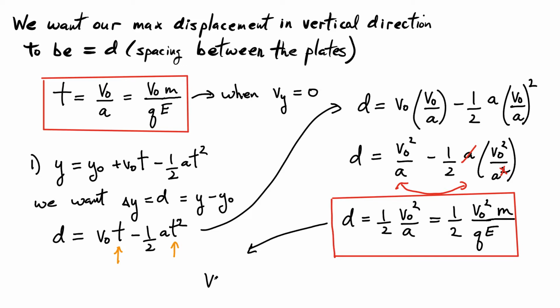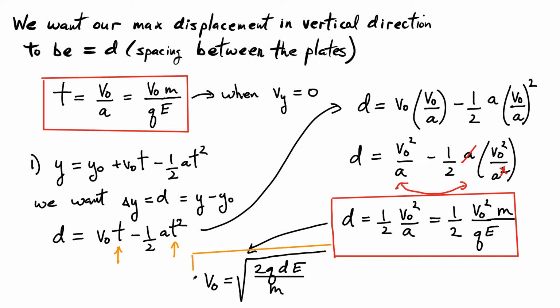And this is what we end up getting. So v0 ends up being the square root of a whole bunch of different terms here. We get 2q, times the distance between the plates, multiplied by the electric field, and all of this gets divided by the mass. All right, here we have it, folks.